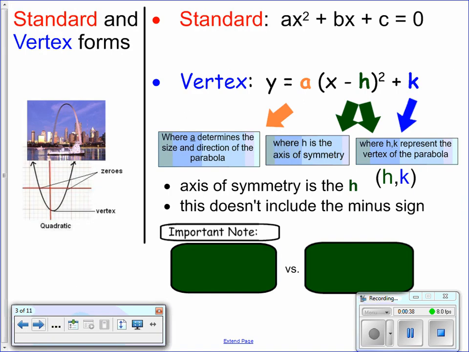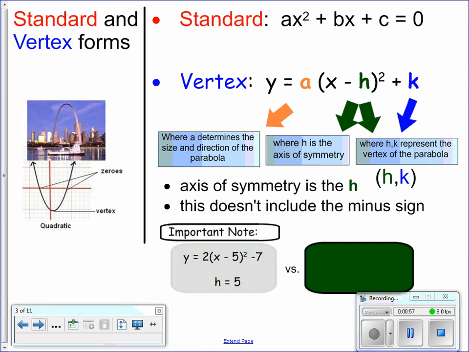So in standard and vertex form, the a tells us the direction and the size of the parabola. The h is our axis of symmetry, and then we use the h, k as our vertex. Remember, the axis of symmetry is h, but it does not include the minus sign.